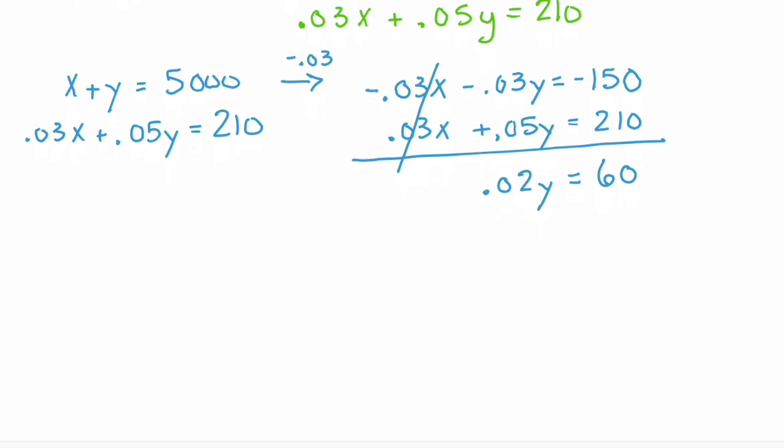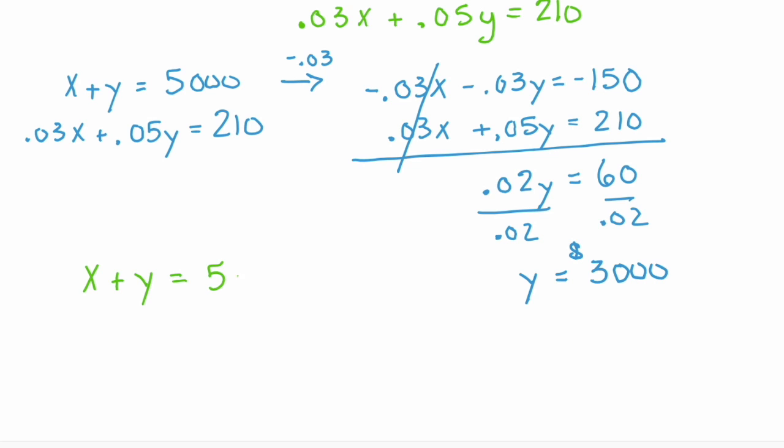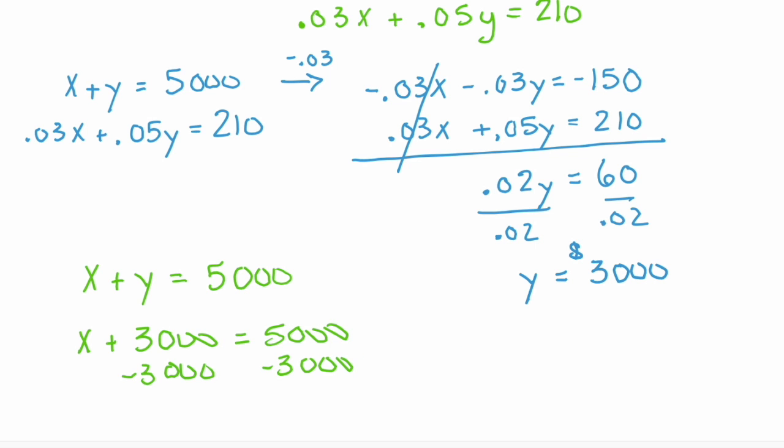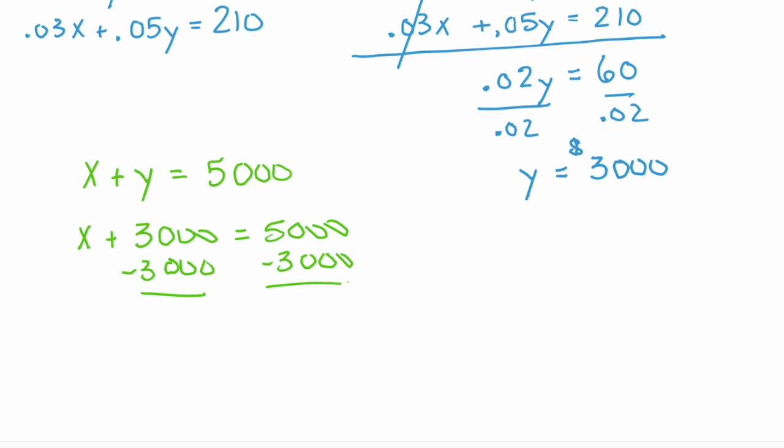And to solve for y, we're going to divide by 0.02, and we see that y equals 3,000, which we know is $3,000. And we can take this and go back to our original equation, x plus y equals 5,000. And if y is 3,000, we subtract 3,000 from both sides. And we see that x equals 2,000.